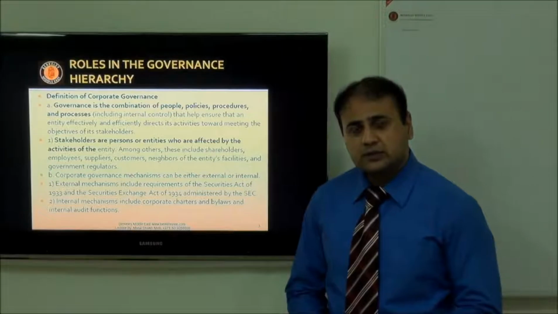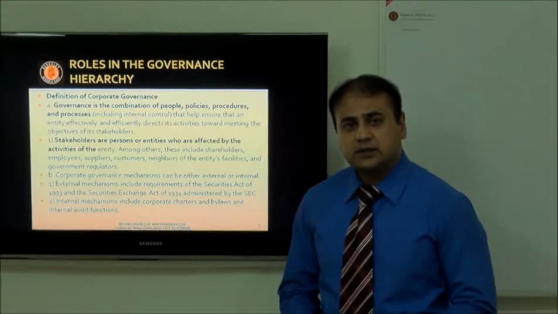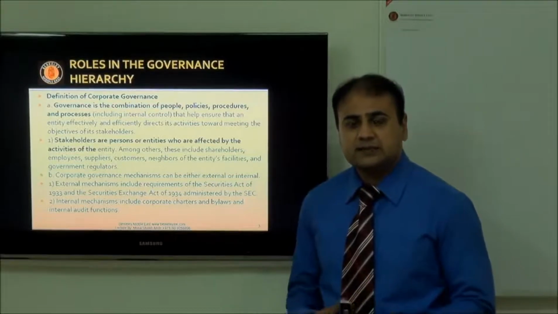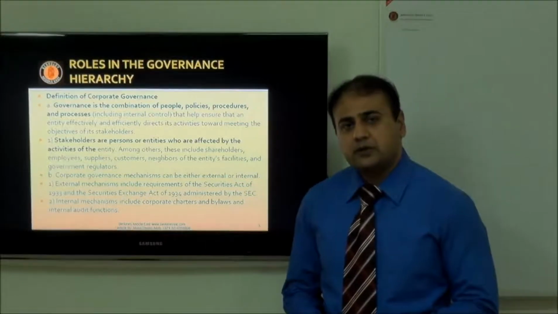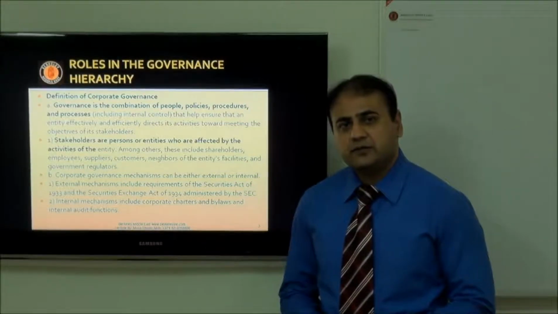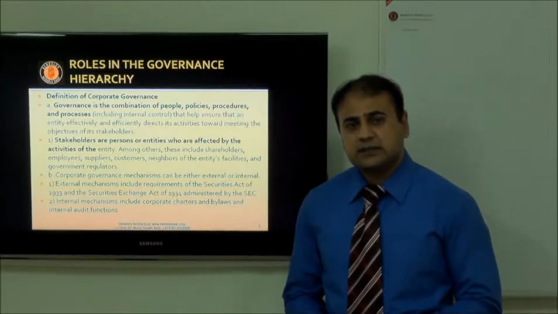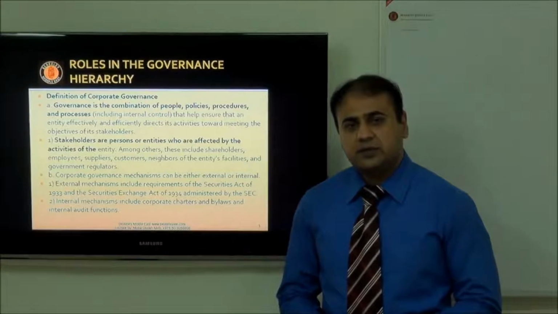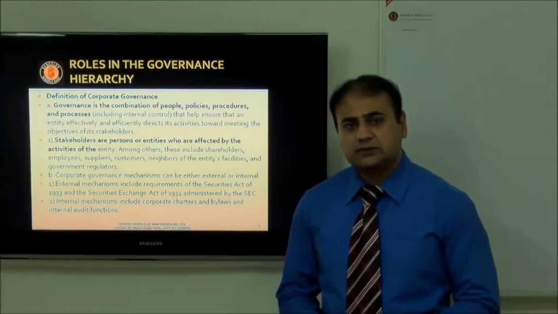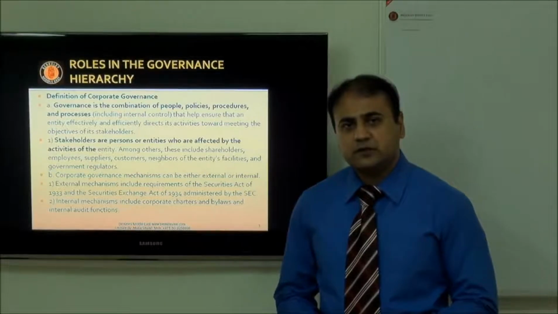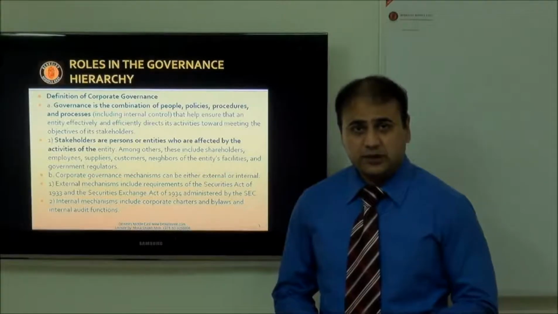What are the stakeholders? Stakeholders are those people who are interested in any capacity in the organization. They have some stakes, they have some interest in the organization. Being a part of corporate governance, we should be focusing on our stakeholders, and shareholders have invested in the company, and they are the main stakeholders for the organization. We have to protect their interest. We have to try to maximize the shareholder wealth.